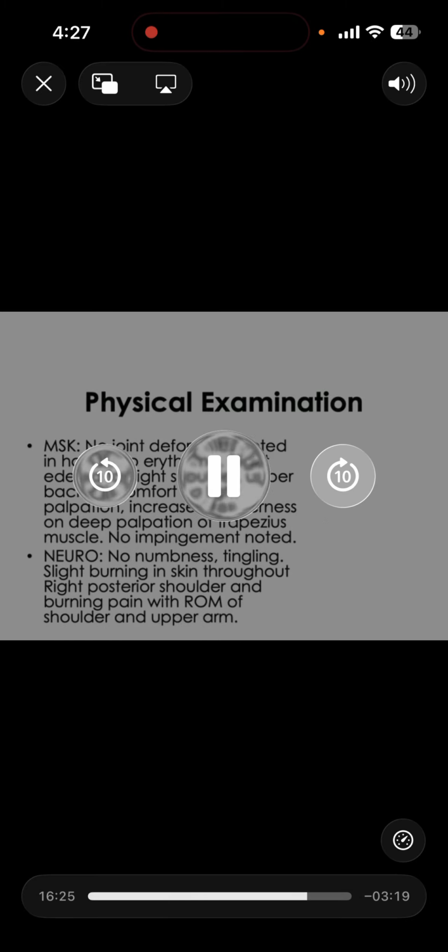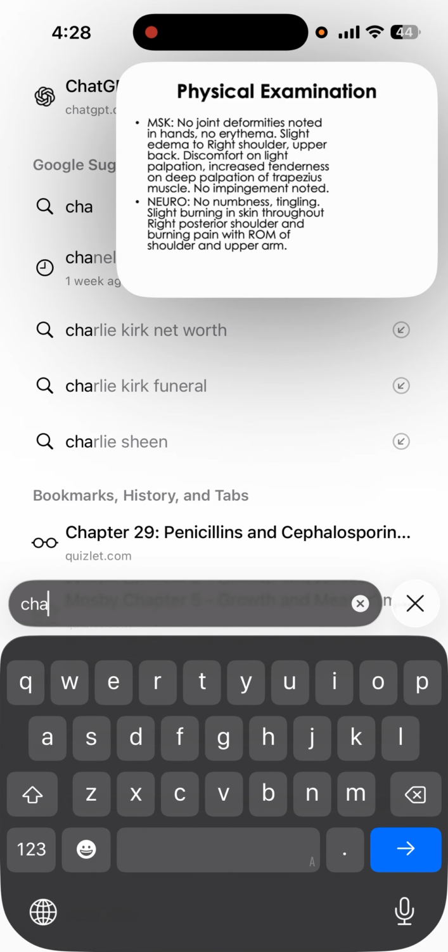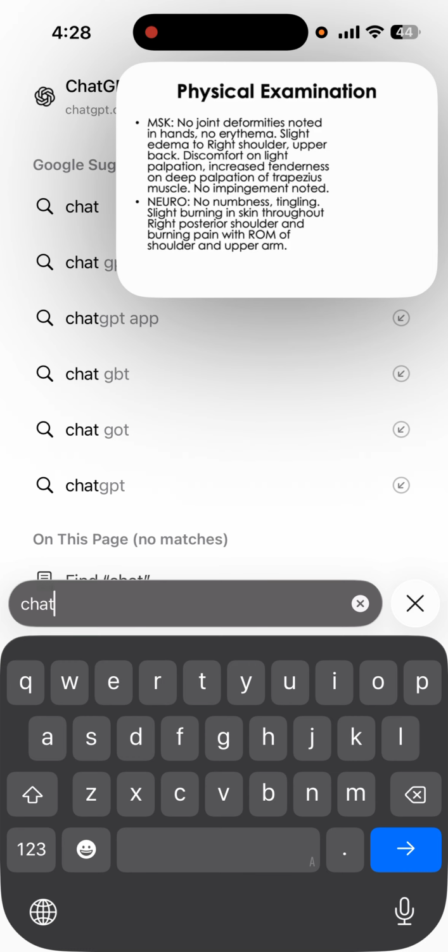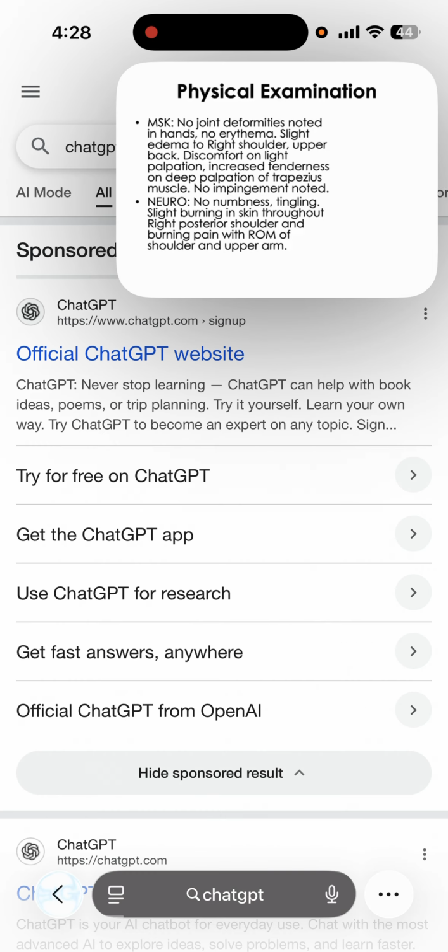You found no joint deformities in the hands and no erythema. But patient has some slight edema to the right shoulder and also her upper back. And she also has some discomfort on light palpation, which is increased when you deeply palpate the trapezius muscles. But no impingement was noted. Your neuro assessment showed no numbness or tingling, but she has some slight burning through the right posterior shoulder and burning pain with range of motion of the shoulder and the upper right arm.